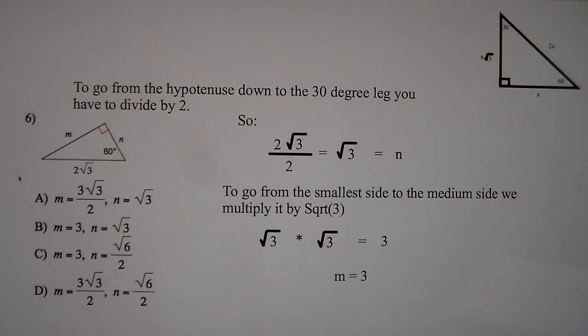Well, the 2's cancel out because multiplying by 2 and dividing by 2 are opposites of one another, so they're going to cancel out. So the value of n, aka the smallest side in the triangle, is just radical 3. Now to go from the small side to the medium side, you multiply by radical 3. So radical 3 times radical 3 gets you the value of 3. So in this example, m equals 3, or the medium side is a length of 3.